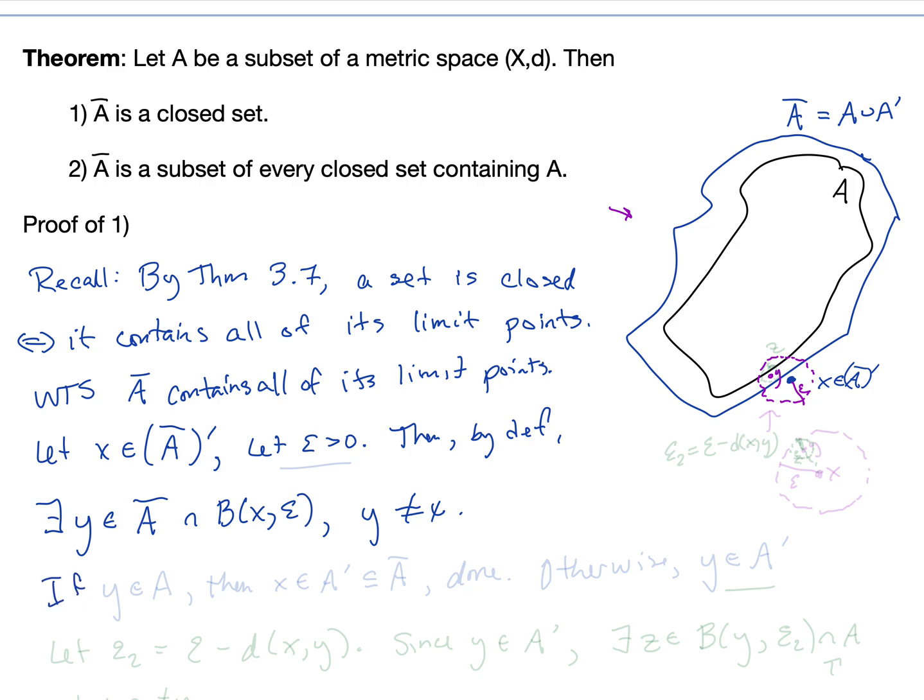Now, if y is actually an element of A, then that would tell us that x was an element of the limit points of A, which is a subset of A closure, in which case we would be, again, done. And we'd be done because we wanted to show that x was in A closure, that A closure contains all of its limit points. So if that's the case, we're done. Otherwise, since y is in A closure, y must be in either A or the limit points of A, or both. So otherwise, y is an element of the limit points of A.